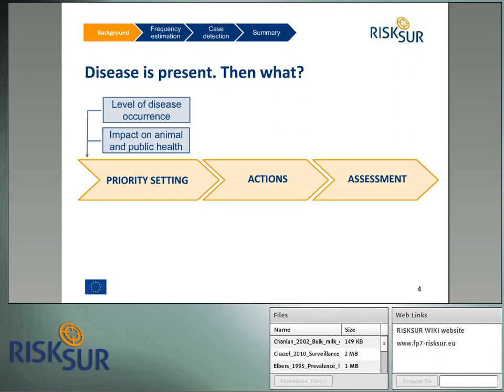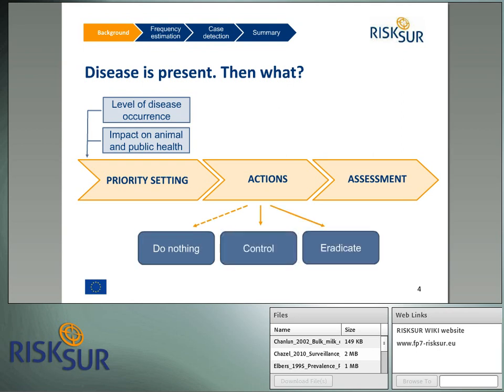Depending on the priority setting, there are different actions that one might take, including doing nothing, in case, for instance, of a sporadic occurrence of a poorly contagious disease, disease control, to reduce the level of an endemic or epidemic disease which might cause financial losses or threaten human health, or even disease eradication. After your actions have been implemented, one might want to assess that they have been effective, as well as that the priority setting is still appropriate.